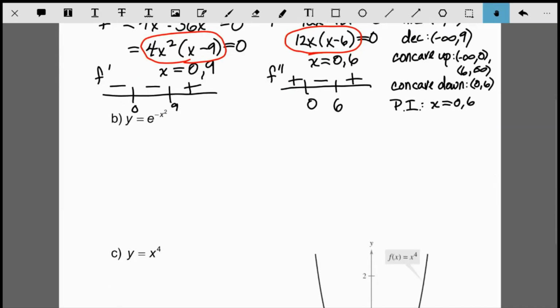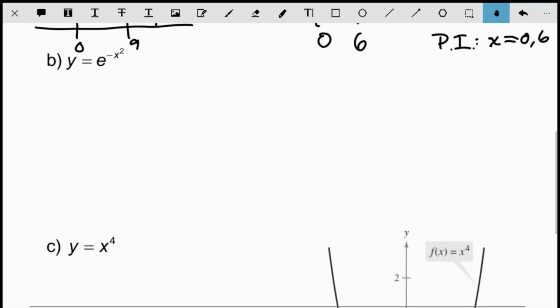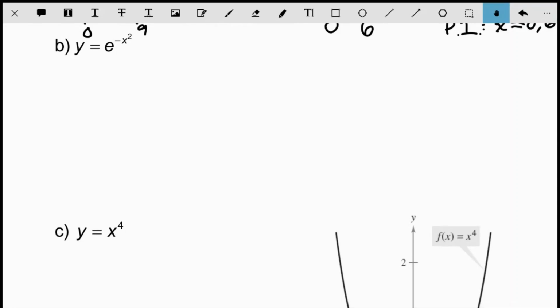Okay, so there's two more problems here. The first one's a little more complicated because of the derivatives. And the second one's pretty easy, but I'm wanting you to go through it for a specific reason. So take a couple of minutes, pause the video, work through these next two questions. Same thing, find where it is increasing, decreasing, where it is concave up, concave down, and find points of inflection if there are any. So pause the video, and when you come back, I'll show you the solutions.